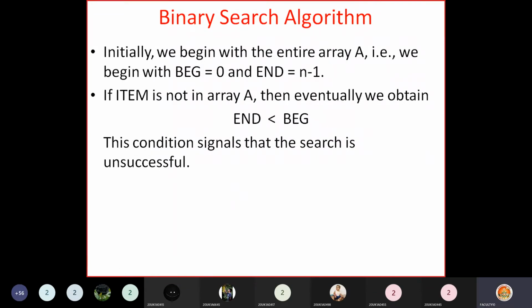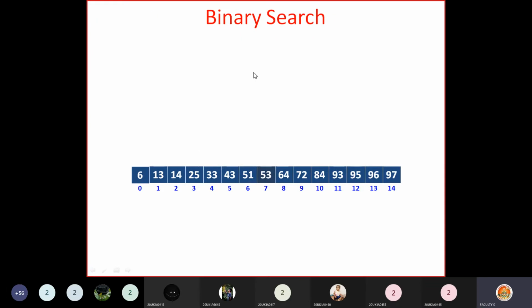Let us see a numerical example here. Assume that I am given a sorted array with these elements. Just look at the elements here. They are in sorted, ascending order: 6, 13, 14, 25, 33, like this, up to 95, 96, 97. How many elements are there? There are a total of 15 elements in my array.